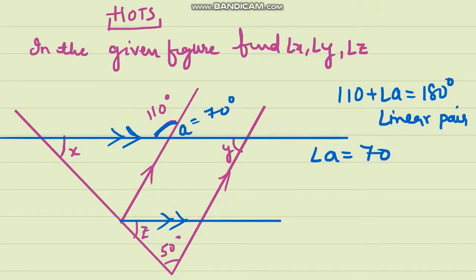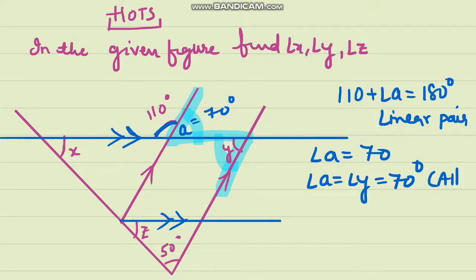Now look children, if you go through this A and this Y, angle A and angle Y now form alternate interior angles. So you can write angle A equal to angle Y equal to 70 degree, and angle A and angle Y are alternate interior angles. So we have already got the value of Y.